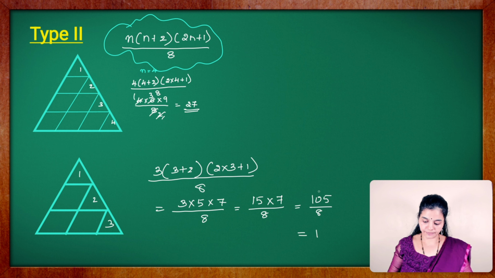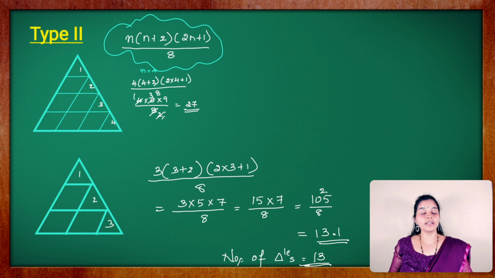8 ones are 8, 8 threes are 24. So 13.1 we are going to get. So here I can write the number of triangles. It cannot be in decimal form, right? So number of triangles is equal to 13. So in this given figure, we have 13 triangles.